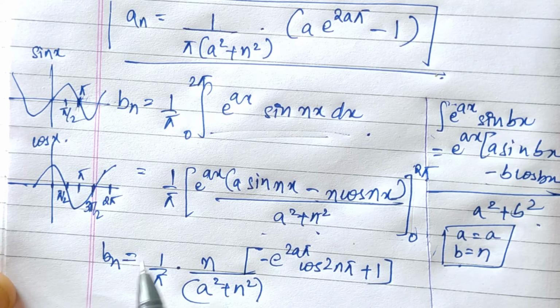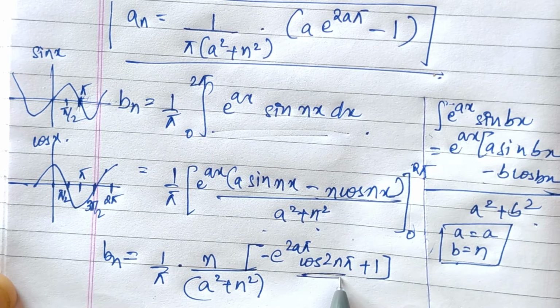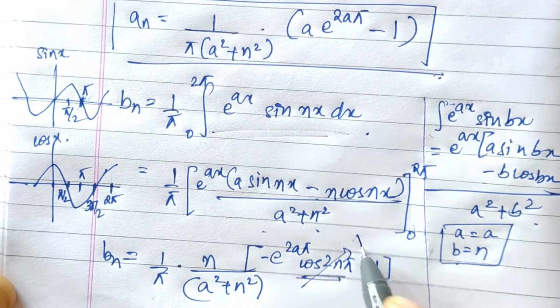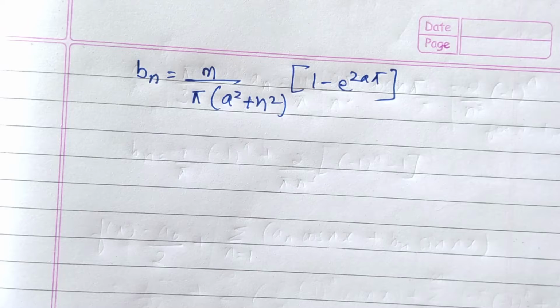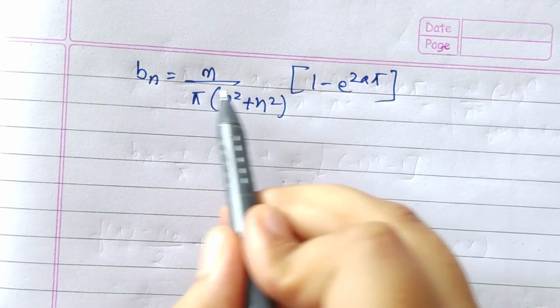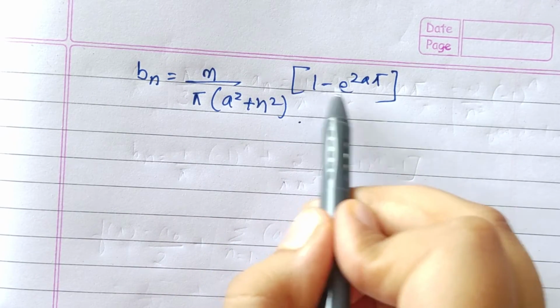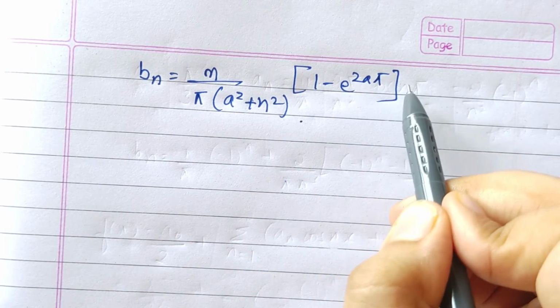So finally we get bn is equal to 1 by pi n divided by a square plus n square into minus e power 2a pi cos 2n pi plus 1. Now cos 2n pi, what will that be? That is nothing but equal to 1, right? So finally, bn comes out to be n divided by pi into a square plus n square into 1 minus e power 2a pi. Okay?